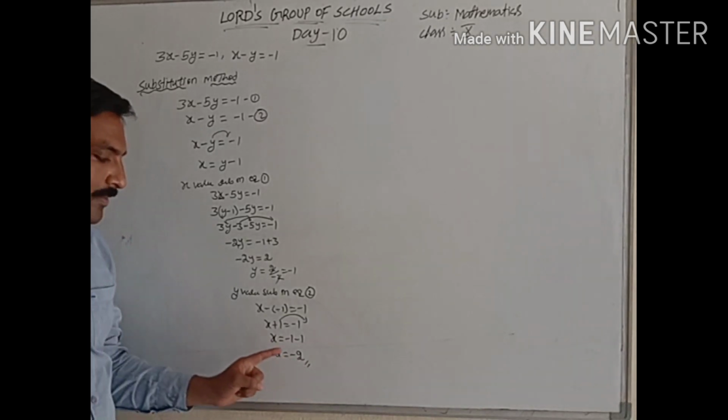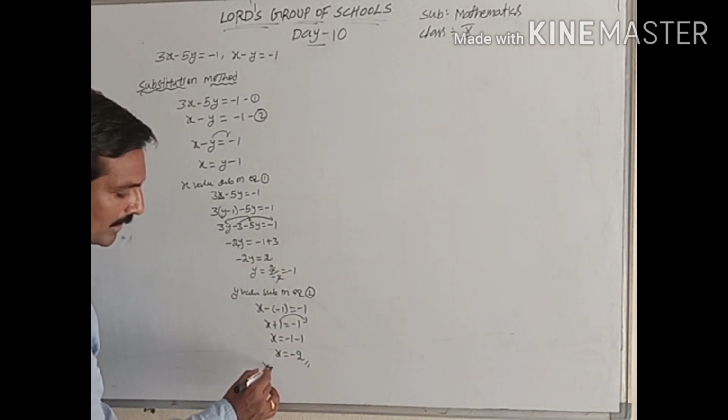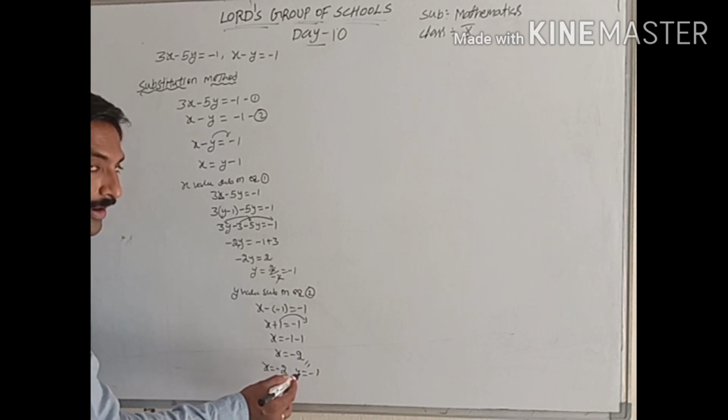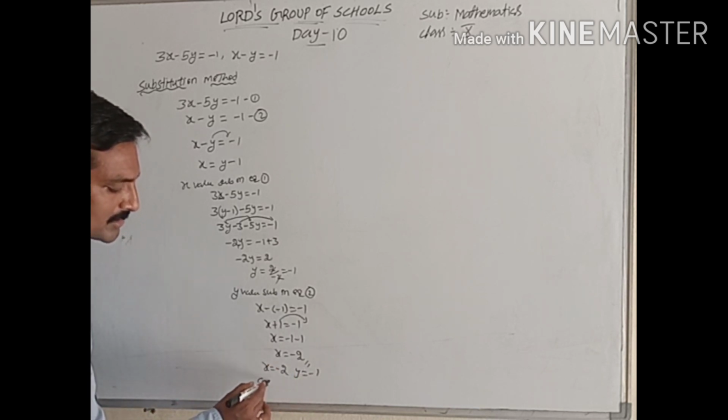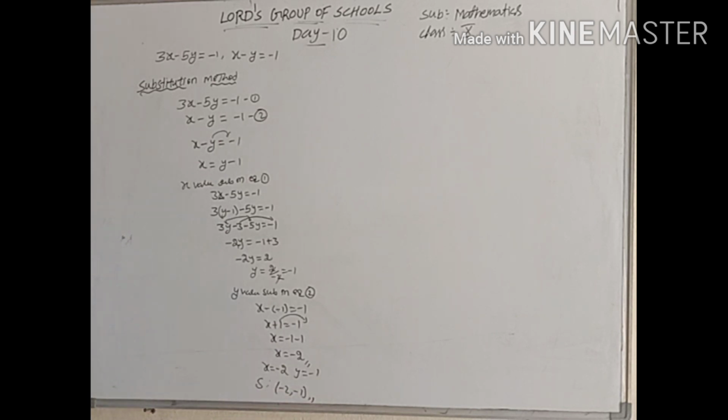Here the x value we got is minus 2, and the y value is minus 1. So x is equal to minus 2, y is equal to minus 1. If you want the solution, it is minus 2 comma minus 1. This is the substitution method. Next, for the same equations, how to do the elimination method.